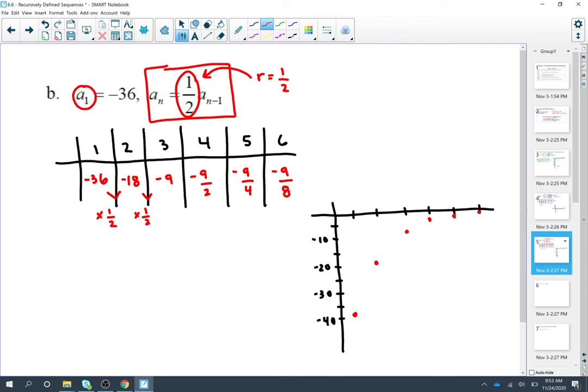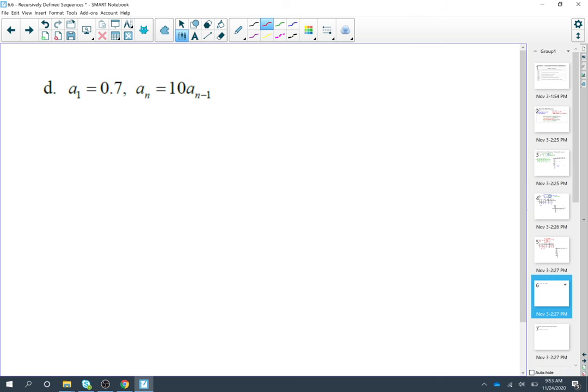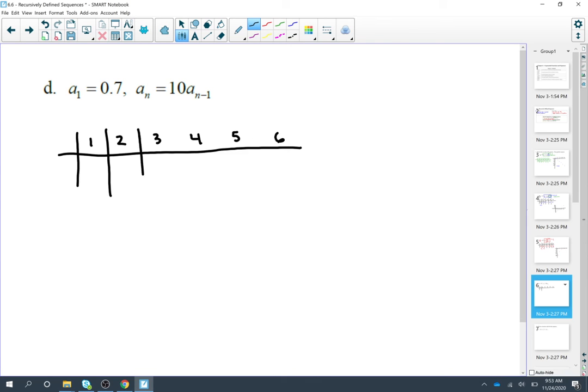And what do you notice? You should notice that these don't form a straight line. Instead, they kind of look like exponential. Letter D, same idea. Now, pause your video, try to do this on your own. When you're done, unpause the video and see how you did.